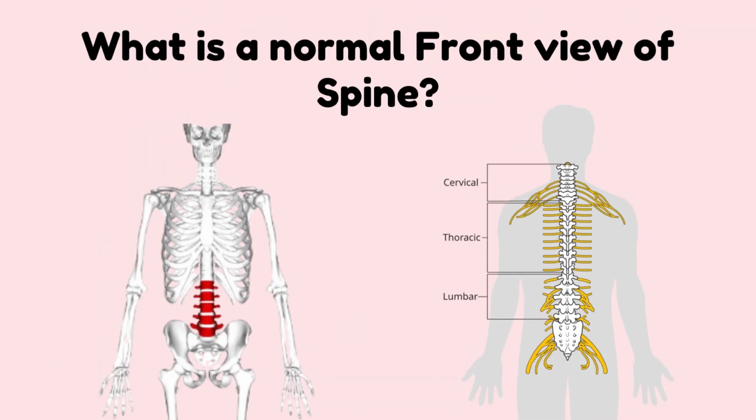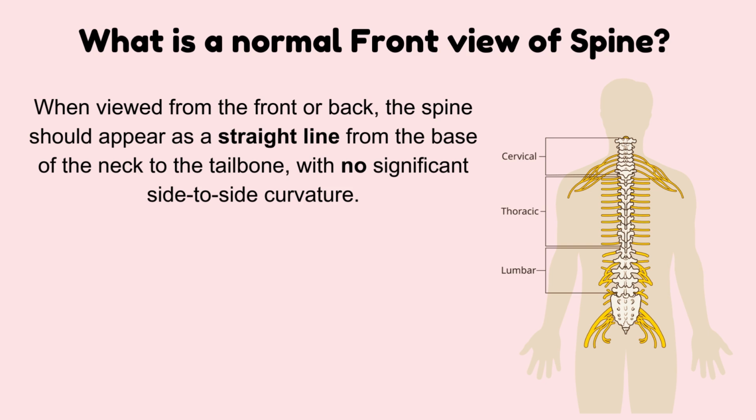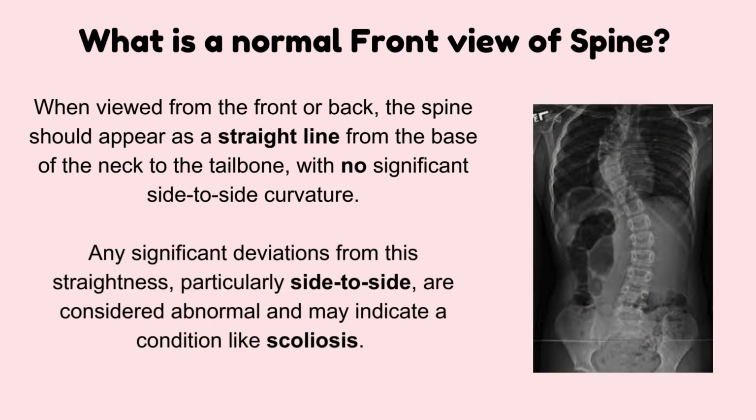What is a normal front view of the spine? When viewed from the front or back, the spine should appear as a straight line from the base of the neck to the tailbone, with no significant side-to-side curvature. Any significant deviations from this straightness, particularly side-to-side, are considered abnormal and may indicate a condition, like scoliosis.